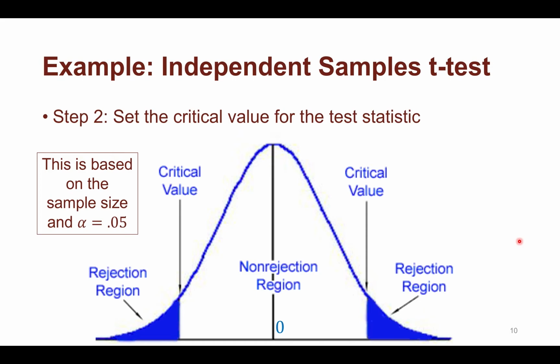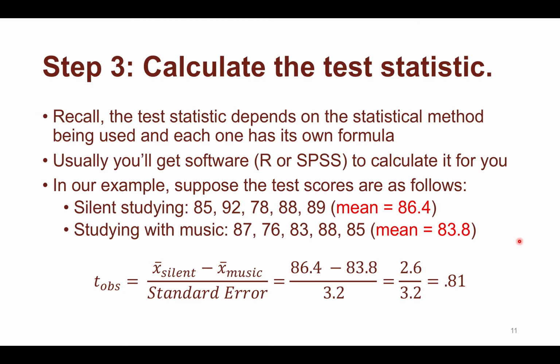Step 2 is to set the critical values. With a sample of only 10 people, 5 per group, and deciding to use an alpha level of 0.05, which is pretty typical in research, at least in social sciences research, the critical values are negative 2.31 and positive 2.31. And that brings us to step 3, which is to calculate the test statistic.